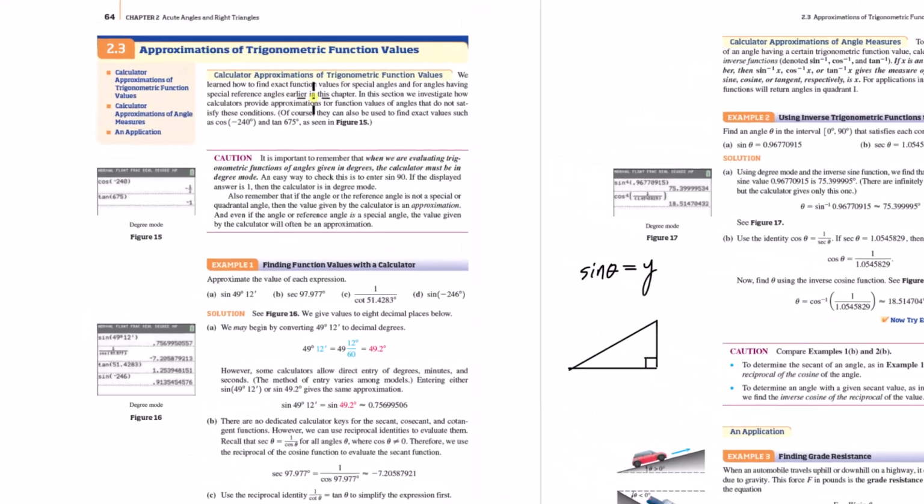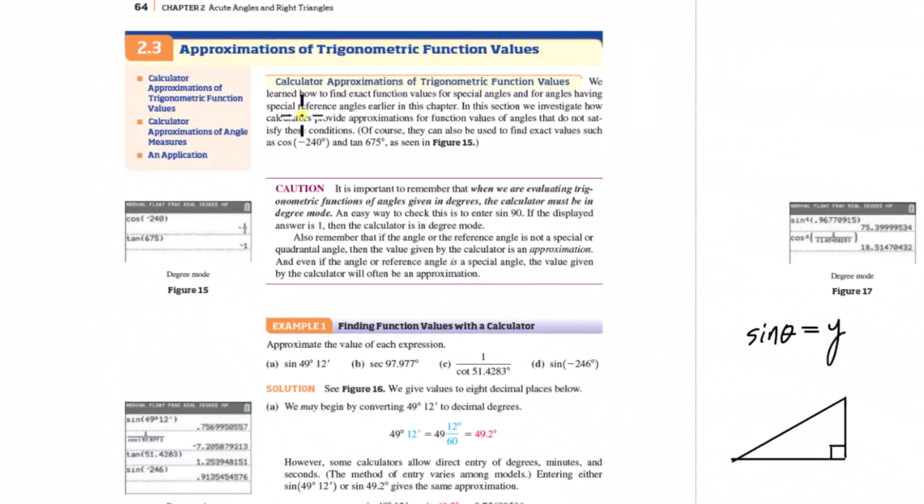We learn how to find exact function values for special angles and for angles having special reference angles earlier in this chapter. In this section, we investigate how calculators provide approximations for function values of angles that do not satisfy these conditions. Yeah, so we could solve for exact values of the special angles, 30, 60, 45, and then any other angle that has those angles as a reference angle. But there are so many other ones that you just can't solve for exact values that way. So we use our calculators, which are behind the scenes doing a really accurate numerical approximation of any angle we want.